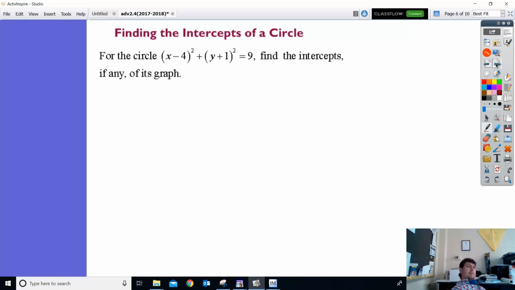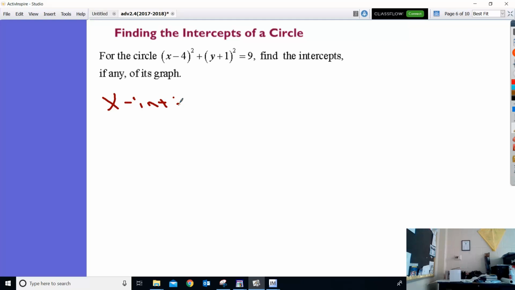This one says for this circle, find its intercepts. I guess it's worth doing. It's not a hard skill. There's two intercepts you go after: x-intercepts and y-intercepts. How do you find your x-intercepts? I'm waiting. No, y equals 0. So everywhere you see a y, what's it become?